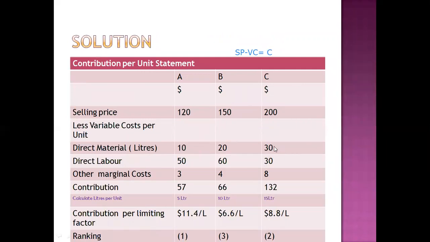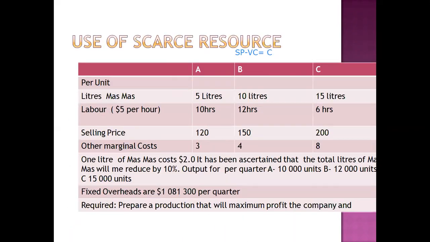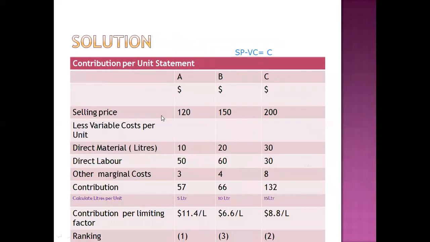You can actually see how I got the 20. We need 15 liters and each liter is going for $2. This will give us 30. Remember, it's contribution per unit statement. Then the direct labor, I want you to see how I got this direct labor of $50. Let me just slide a little bit back. We need 10 hours to produce 1 unit of A, so it's 10 times 5.